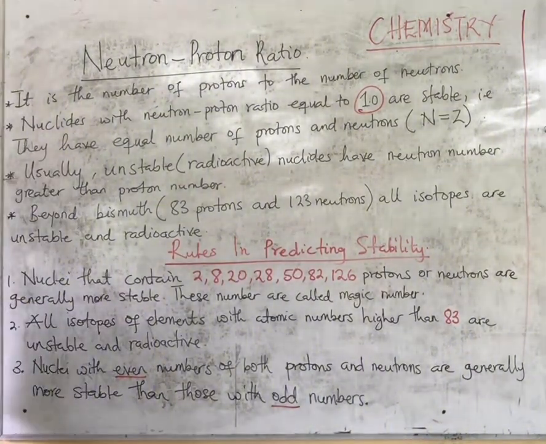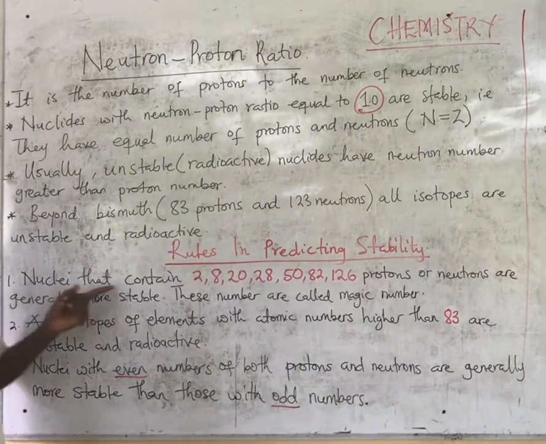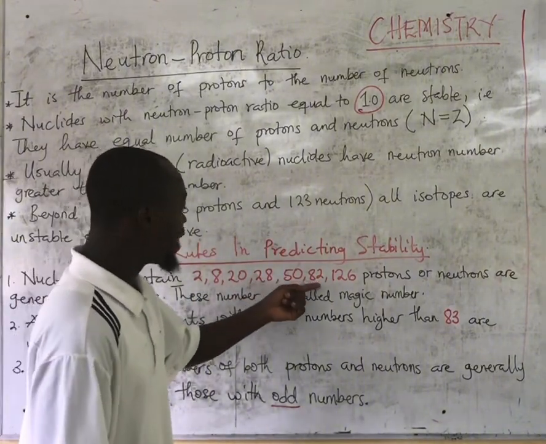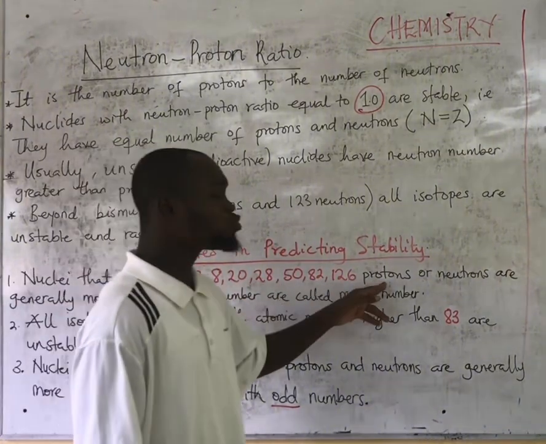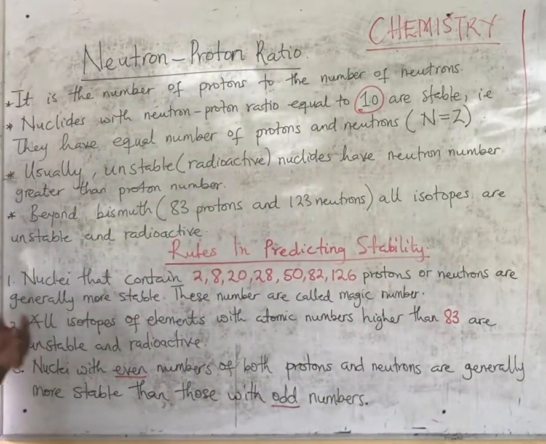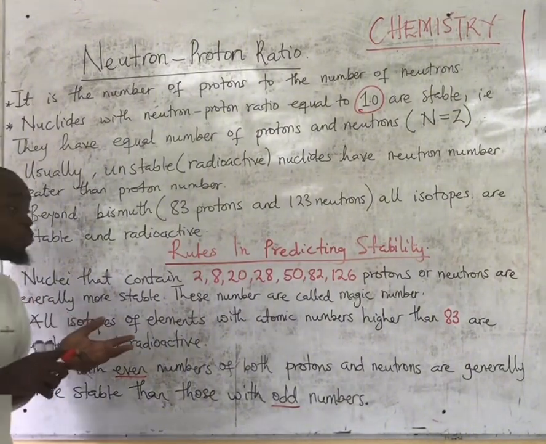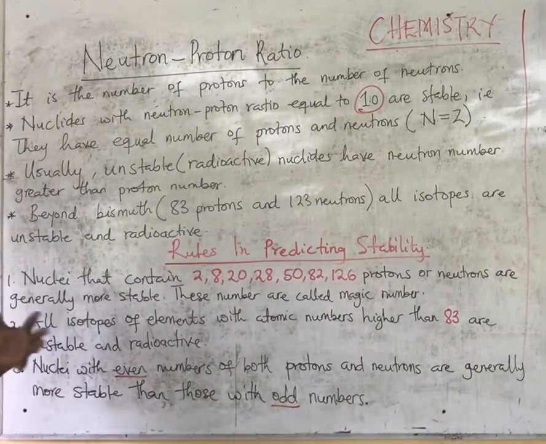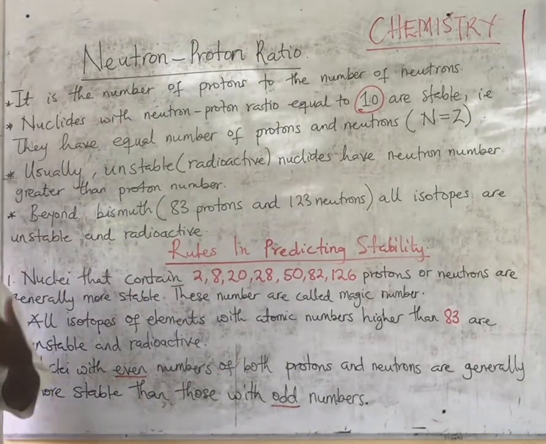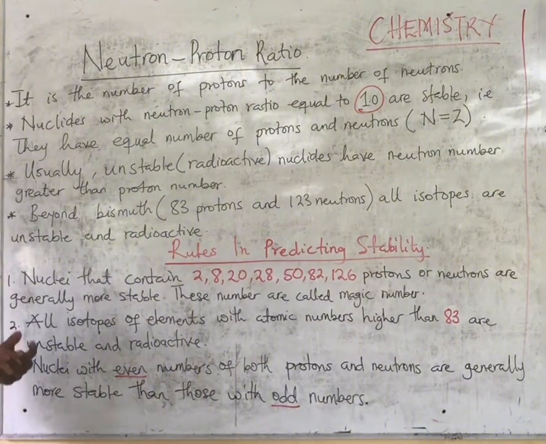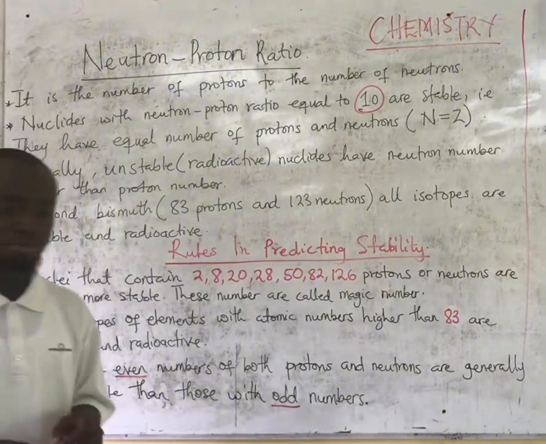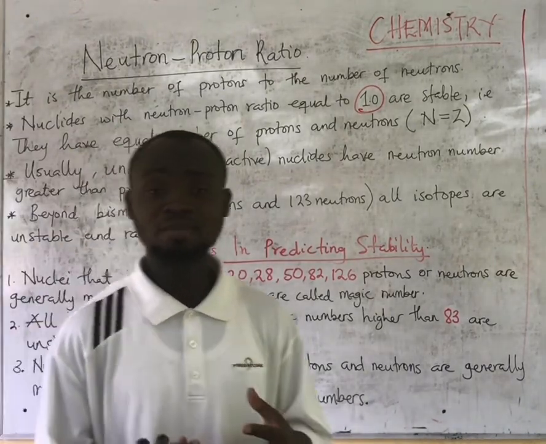So rule number 1, we said nuclei that contain 2, 8, 20, 28, 50, 82, and 126 protons or neutrons are generally more stable. So if a nuclide has 2 protons or 2 neutrons, it is stable. If it is 8, any of these numbers, for their protons and neutrons, it indicates stability. We call these numbers the magic numbers.